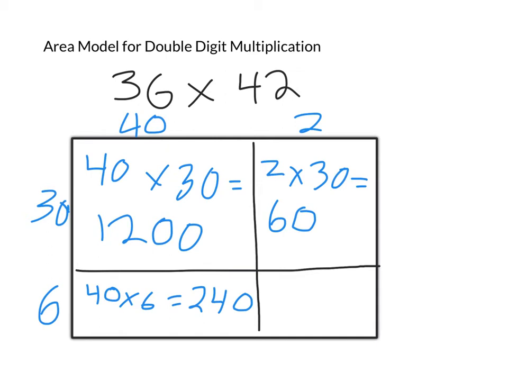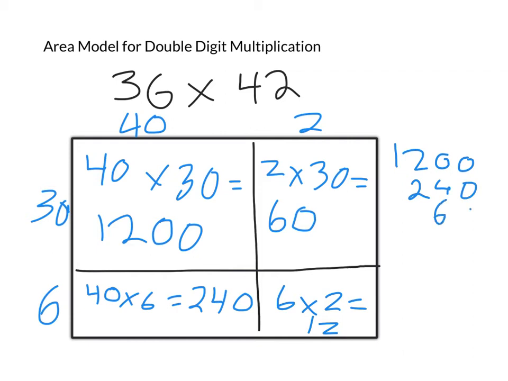And then the last part is this next spot. It is 6 and 2, so we're going to multiply 6 times 2 into that box. 6 times 2 is 12. And the last thing we're going to do is add up all 4 pieces. So we're going to add up 1,200, 240, 60, and 12. We're going to add these up.